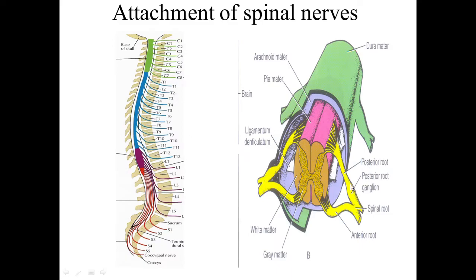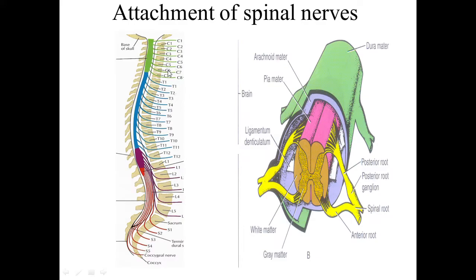Now each spinal nerve has two roots. This is the ventral root and this is the dorsal root. The ventral root contains motor fibers and the dorsal root conveys the sensory fibers. Both these roots enter through the corresponding intervertebral foramen to form a spinal nerve. The first cervical nerve and the first coccygeal nerve don't have a dorsal root.